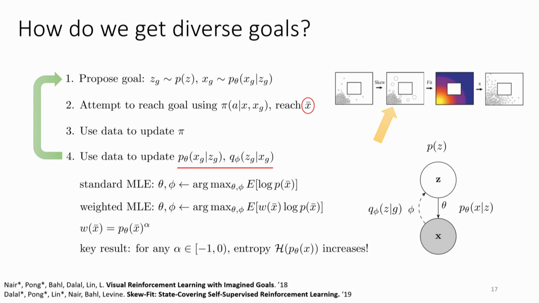You might, at this point, see that there's sort of a special case of this. If you reach the goal perfectly every time, meaning that x bar is equal to xg, and you choose alpha to be -1, this is actually just importance sampling.